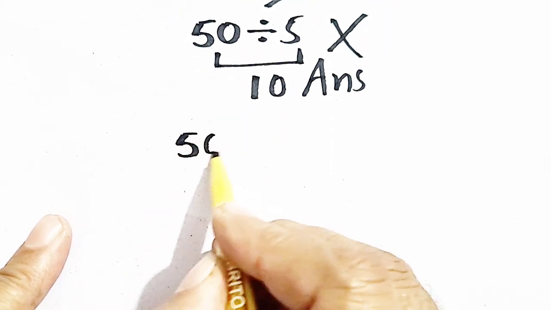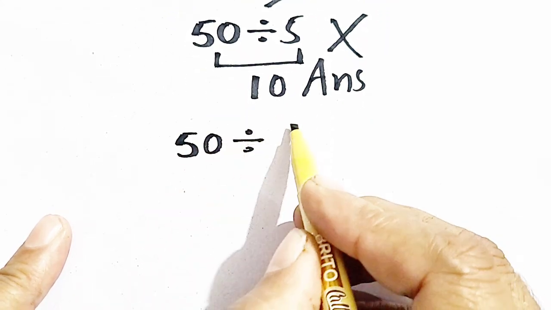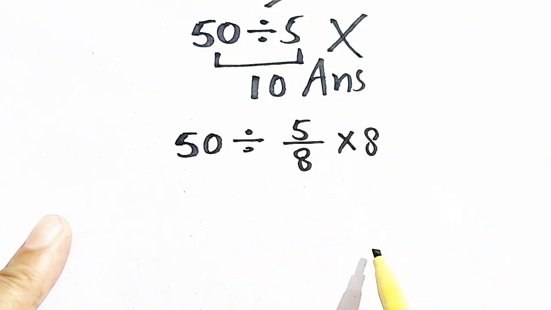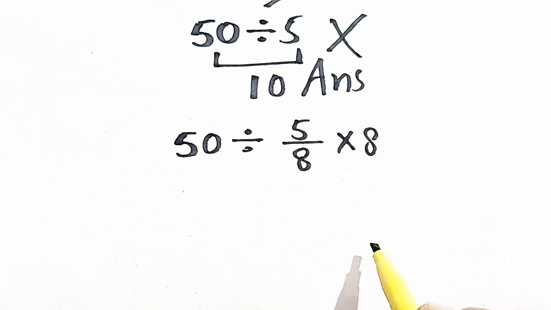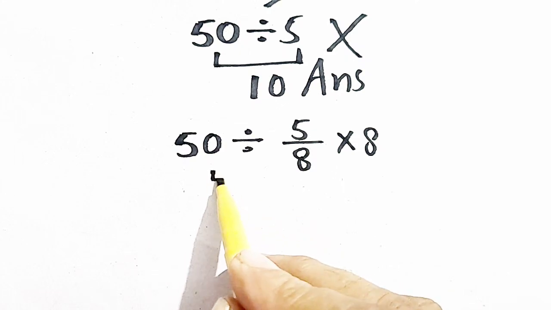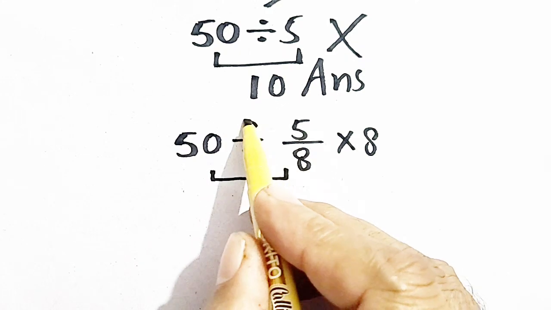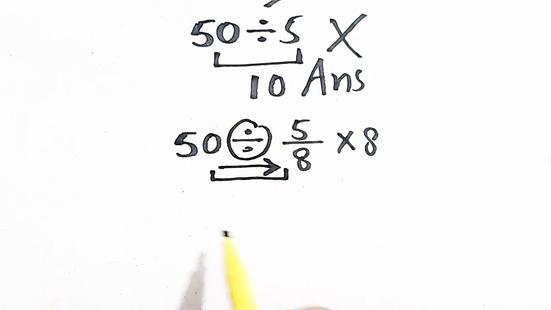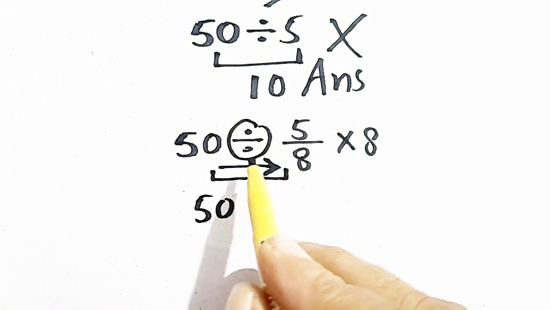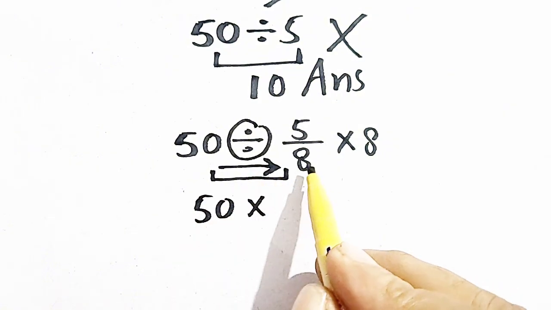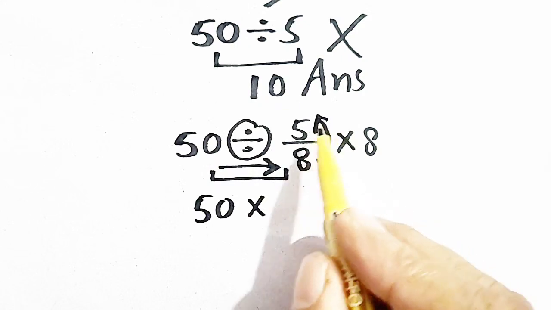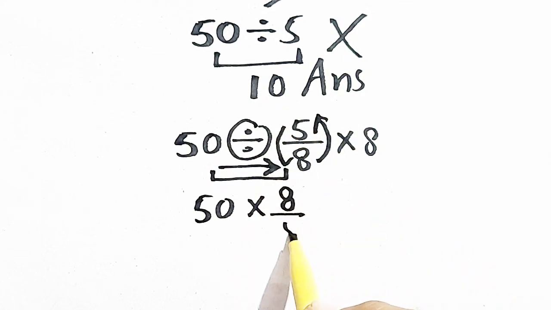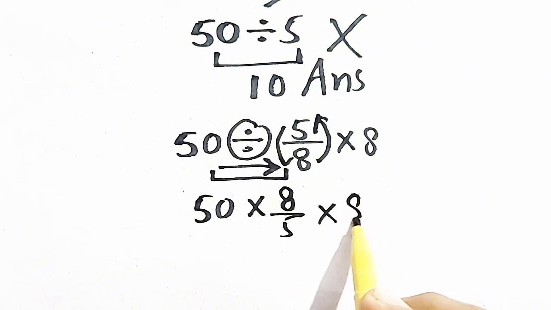The question is 50 divided by 5 over 8 times 8. So we have to follow the order of operations. First of all, we have to handle this division because we have to move from left to right. So 50 as it is, divided is converted into multiplication, and 5 over 8 is flipped. It will be 8 over 5 times 8.